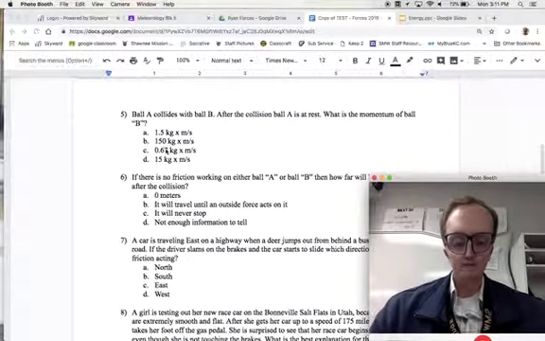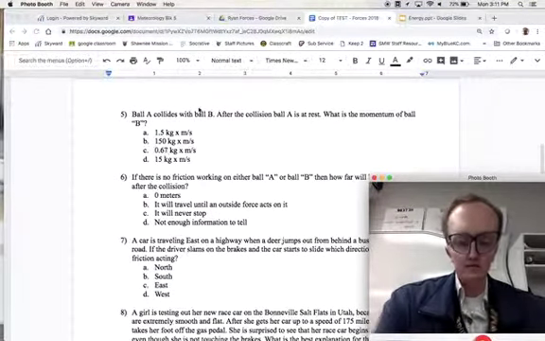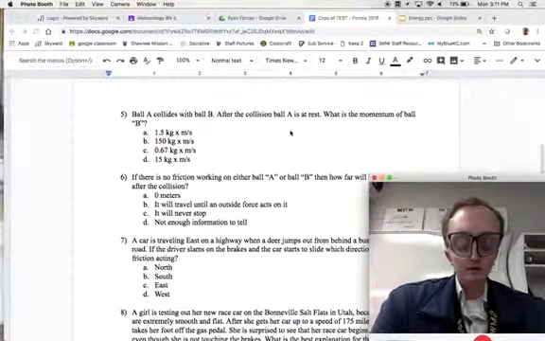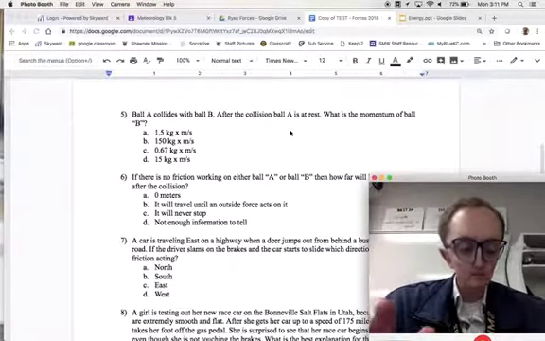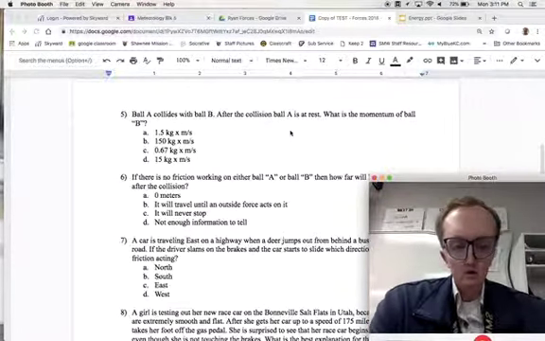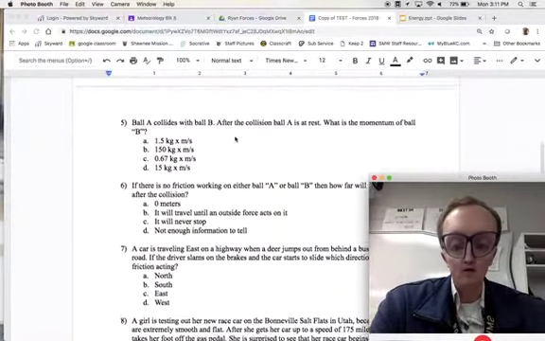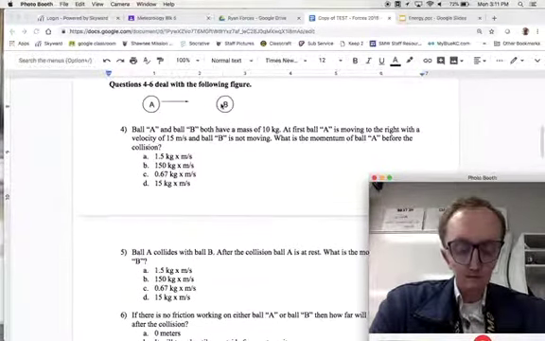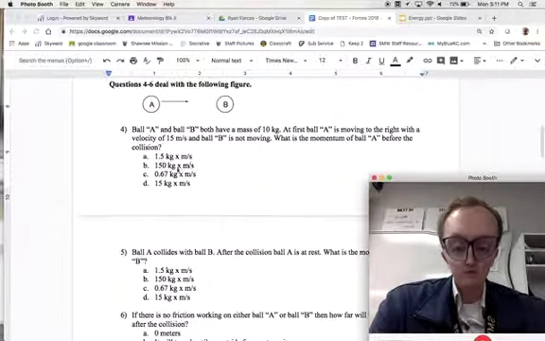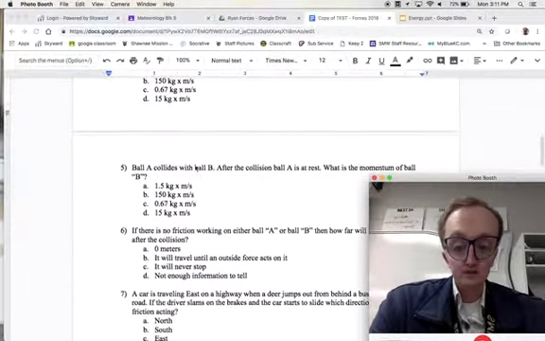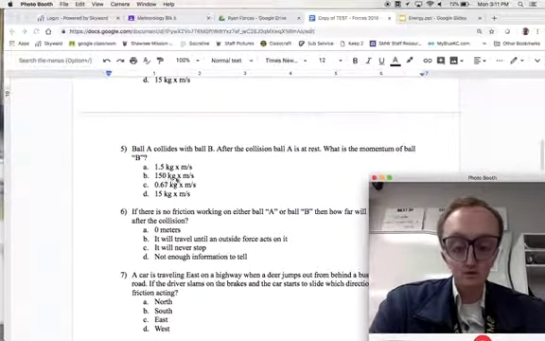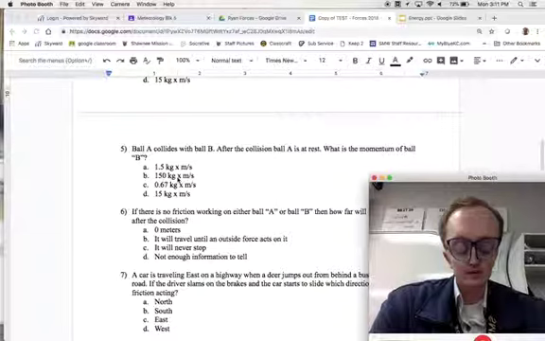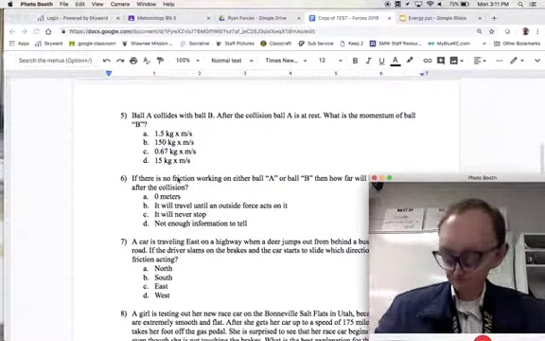We're now going to take a look at question number 5. If ball A collides with ball B, after the collision, ball A is at rest. Remember, at rest means it has no momentum. The velocity is 0. What is the momentum of ball B? All of the momentum from ball A transfers into ball B. And so whatever your answer was for 4, which was 150 kilograms times meters per second, is your answer for number 5. It's also 150 kilograms times meters per second. That is a conservation of momentum question.